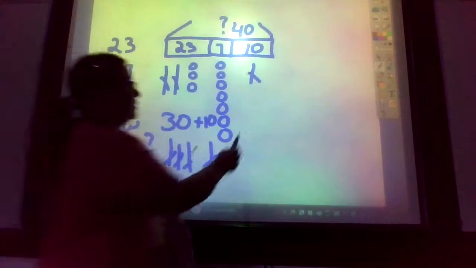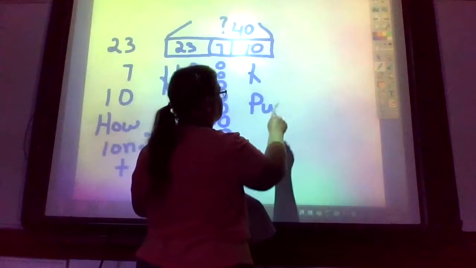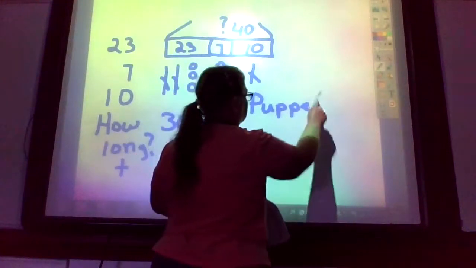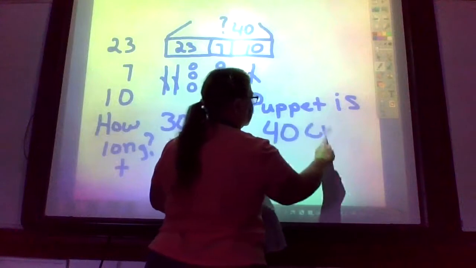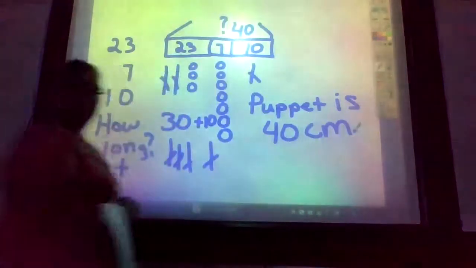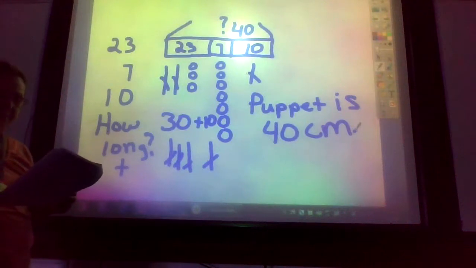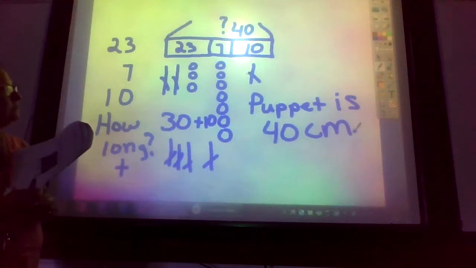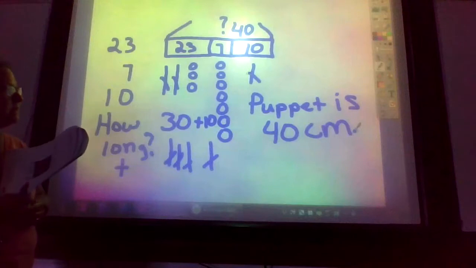Okay? So we could write, and you could have some room, the puppet is 40 centimeters. And that would be my answer. The puppet is 40 centimeters. Okay? So, that is how we solved that problem. Make sure you're writing down as we're working here.